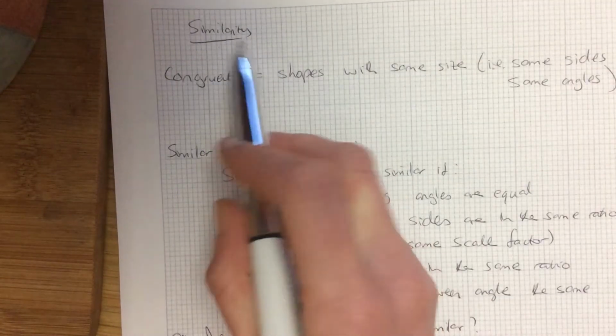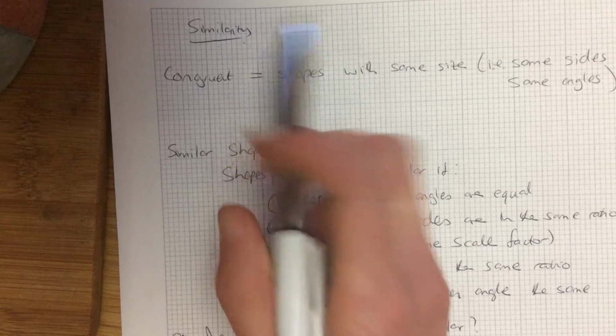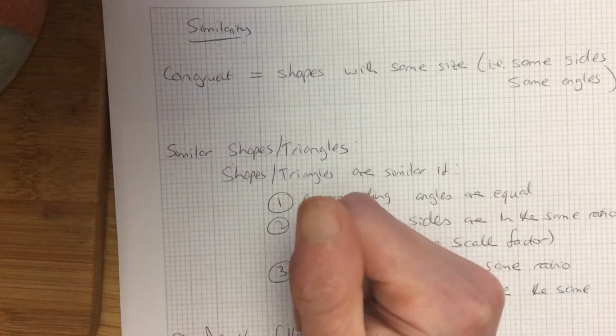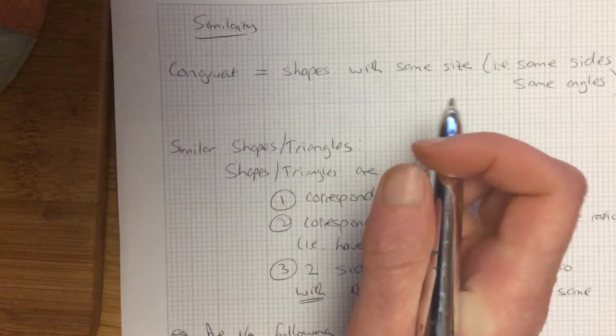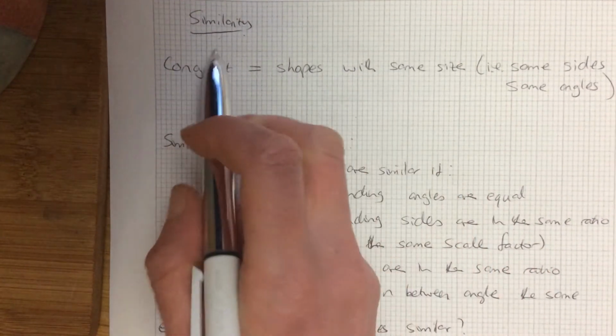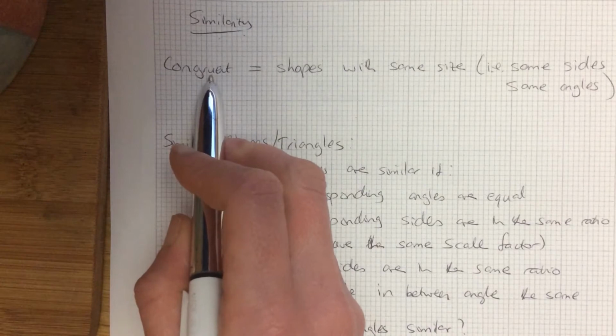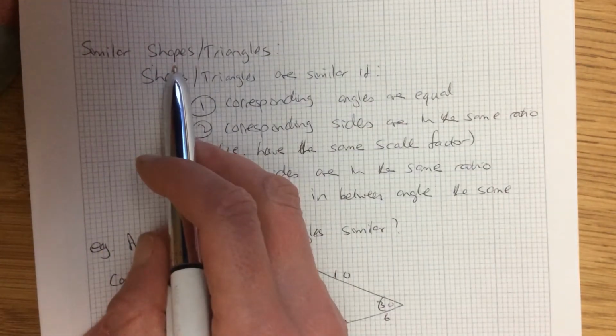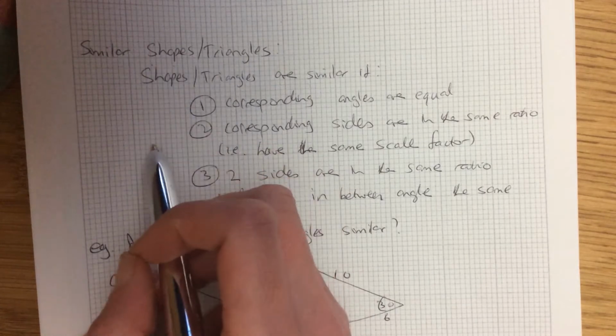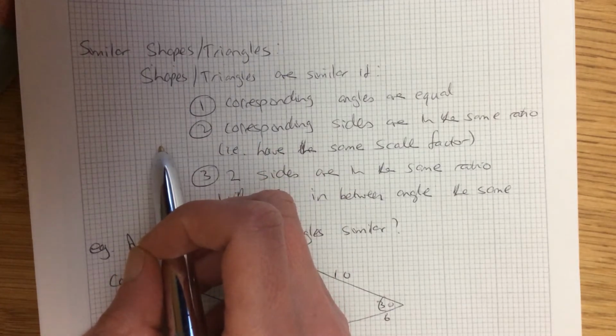Okay, let's go and look at similarity now. I've actually taken this from the BBC Bitesize lesson, but rather than ask you to work your way through it, I would condense it down for you a wee bit. Congruent means shapes with the same size. Basically, same sides, same angles. Then you have similar shapes, and you only need similar triangles for your GCSE.